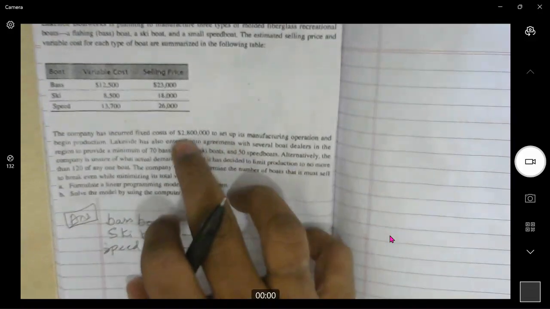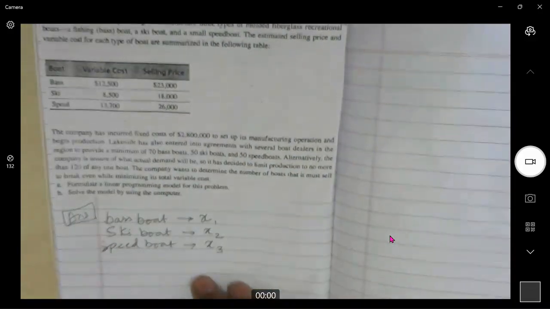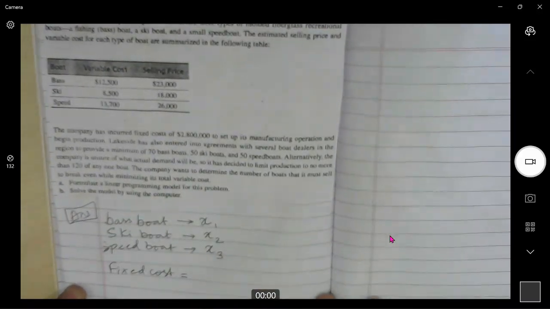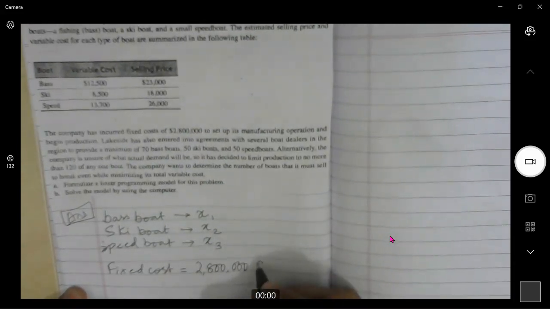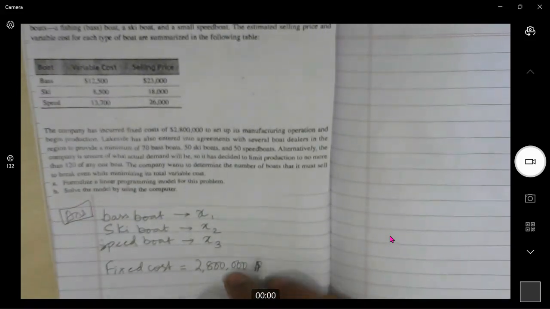So now, let me just write down that one: fixed cost, $2,800,000. Okay, so we'll come back to this. Maybe this will become one of the constraints. Okay, we will see.